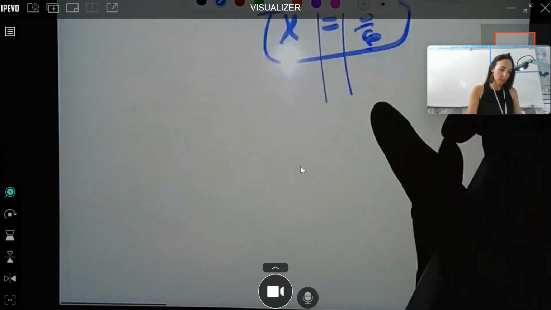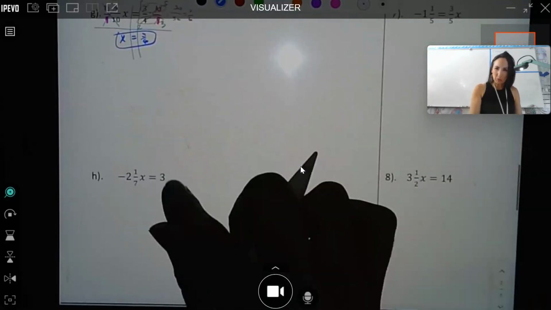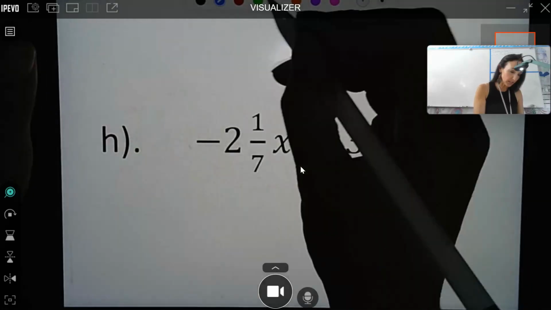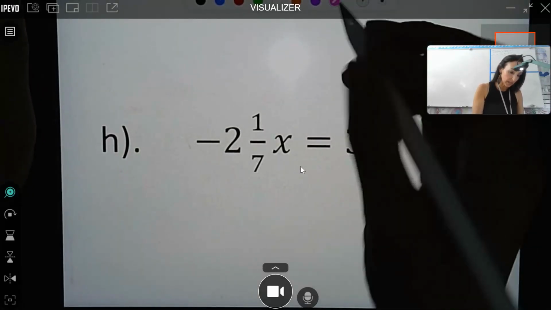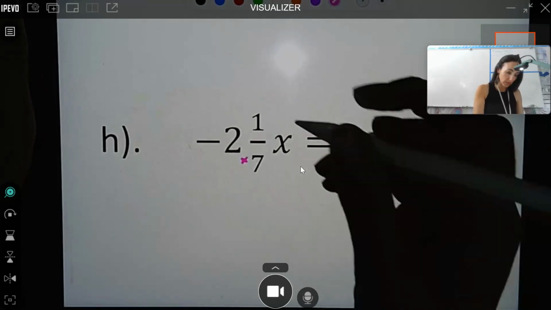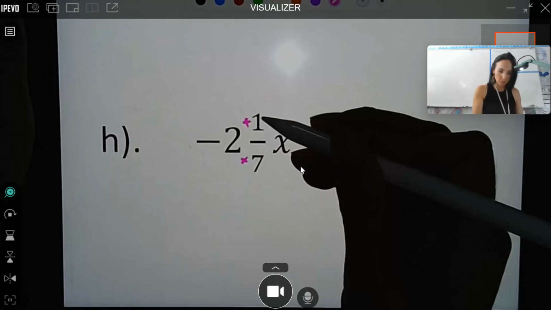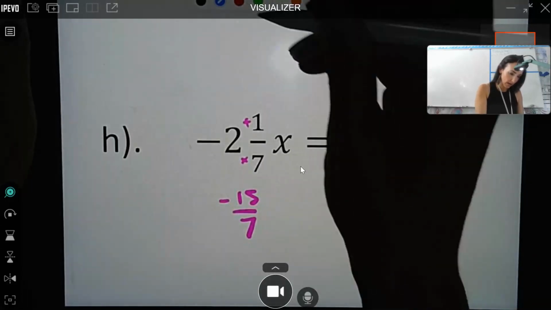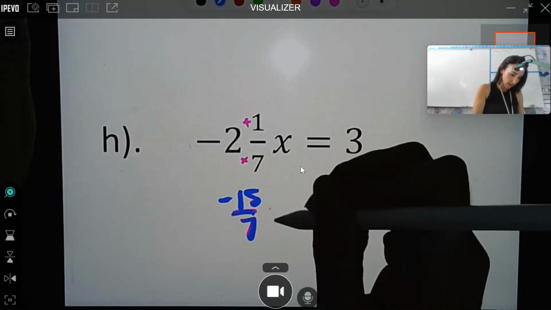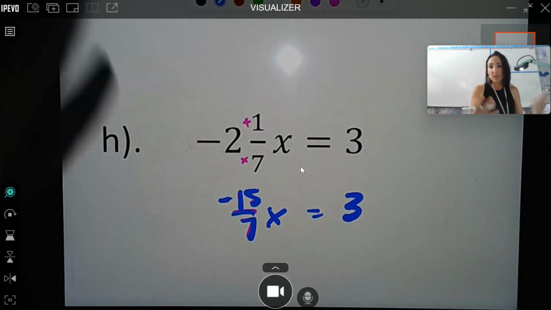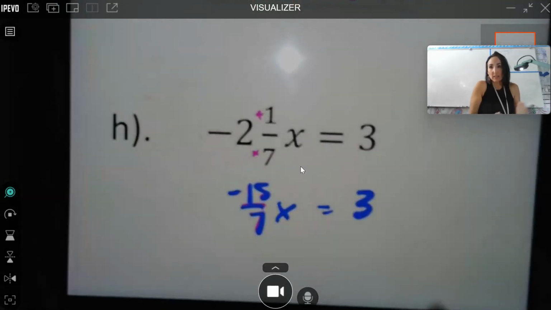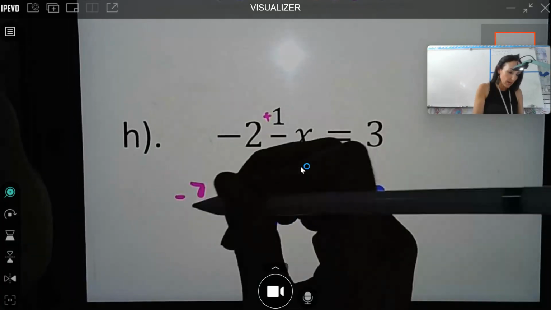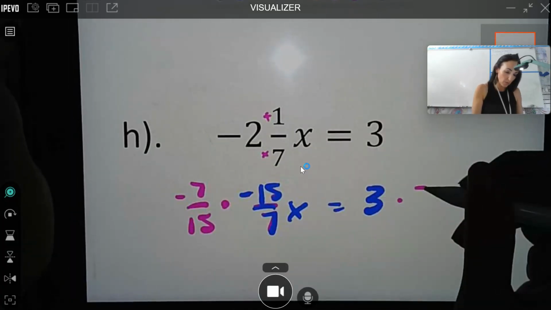Okay, last one. I got a mixed number in front. So if it's a mixed number, I can turn it into an improper fraction. I can do that like 7 times 2 and then add 1. So 14 plus 1, this is really negative 15 sevenths. So I'm just rewriting this problem. I wrote it as an improper fraction. Now to get rid of that fraction, it would be to divide by negative 15 sevenths, which is the same thing as multiplying by the reciprocal. So I'm going to multiply by the reciprocal right away.